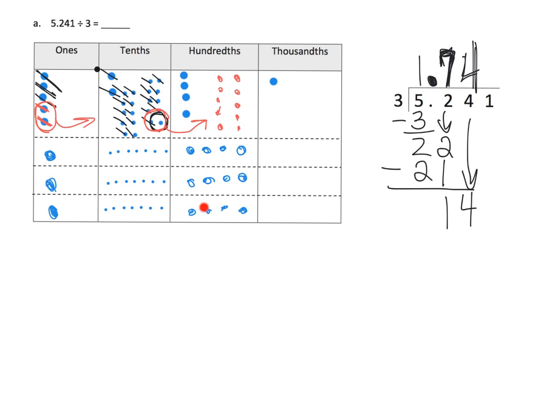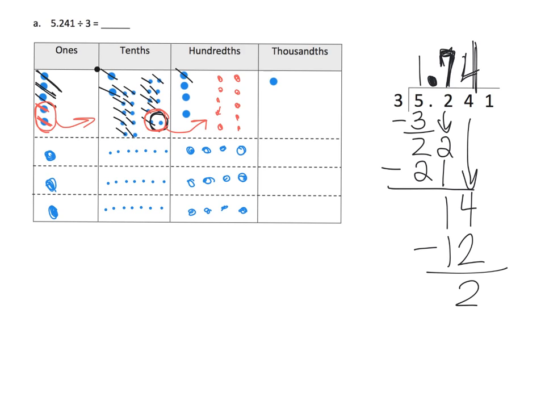Now how many did we use? Oh, we used 12. So that means I'm going to put a 12 right here. And when we subtract, we're going to get 2. Well, what does that 2 mean? Well, over here we took these 14/100ths and we sorted them, and we had 2 left over.